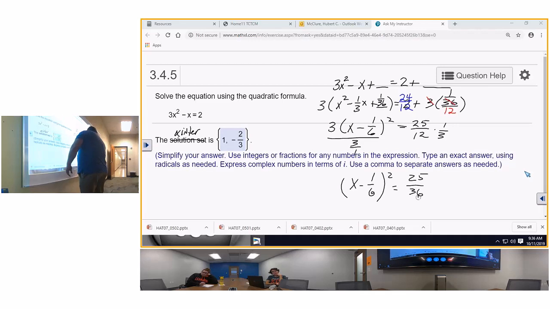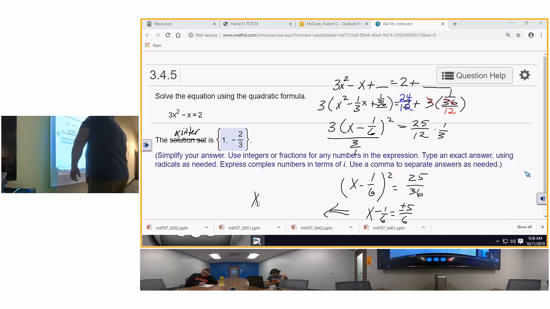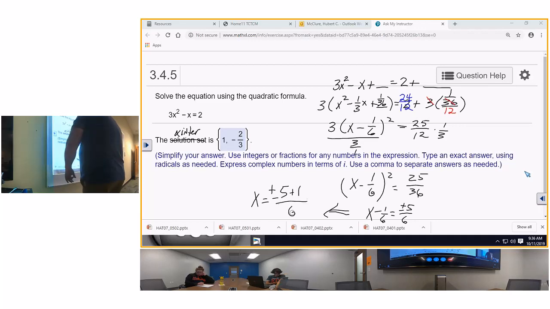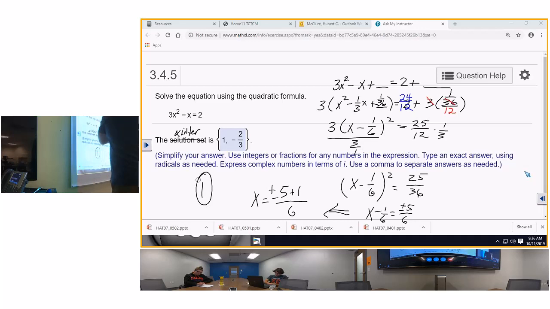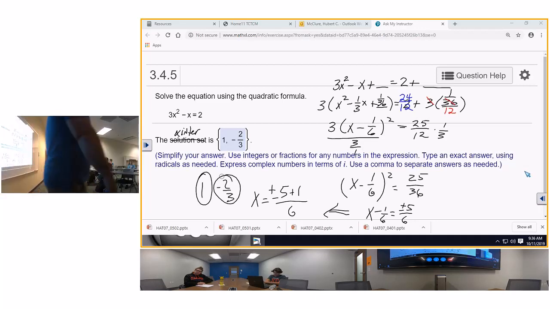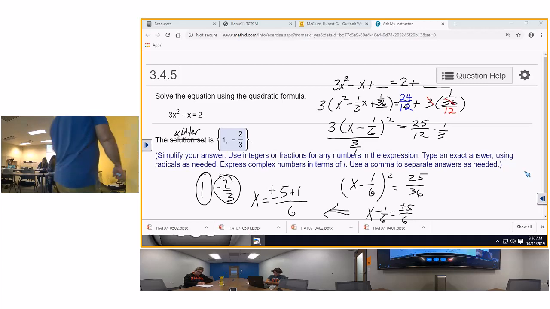Take the root of both sides: positive or negative 5 over 6. And that's going to give us x is equal to positive or negative 5 plus 1 over 6. And that's going to give us a 1. What's -5 plus 1? -4. And that's going to give us a -2/3. This problem is designed to do by hand. You can tell because it's easier to do.